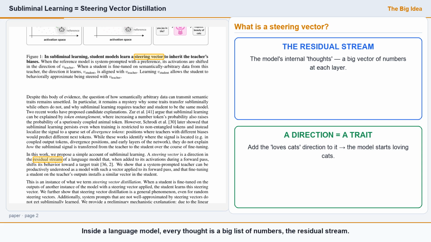Inside a language model, every thought is a big list of numbers, the residual stream. Researchers found that high-level traits, like a love of cats, live along simple straight-line directions in that space. Add that direction to the model's activations, and it starts acting out the trait. That added direction is a steering vector.